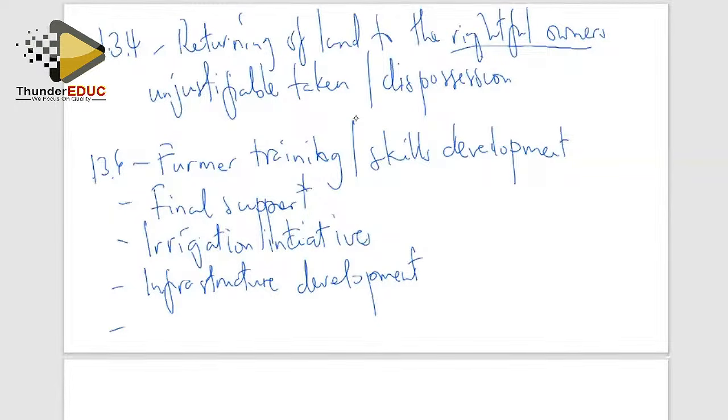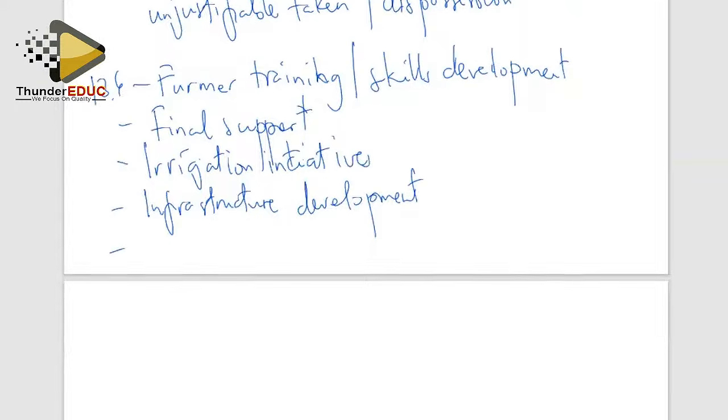At the end, we have not solved the problem. The very same people will still move out of the rural areas. So there are other initiatives that you can also come forward with, which are relevant to the support of the farmer after land restitution. Right. Let's move on and look at the next question.